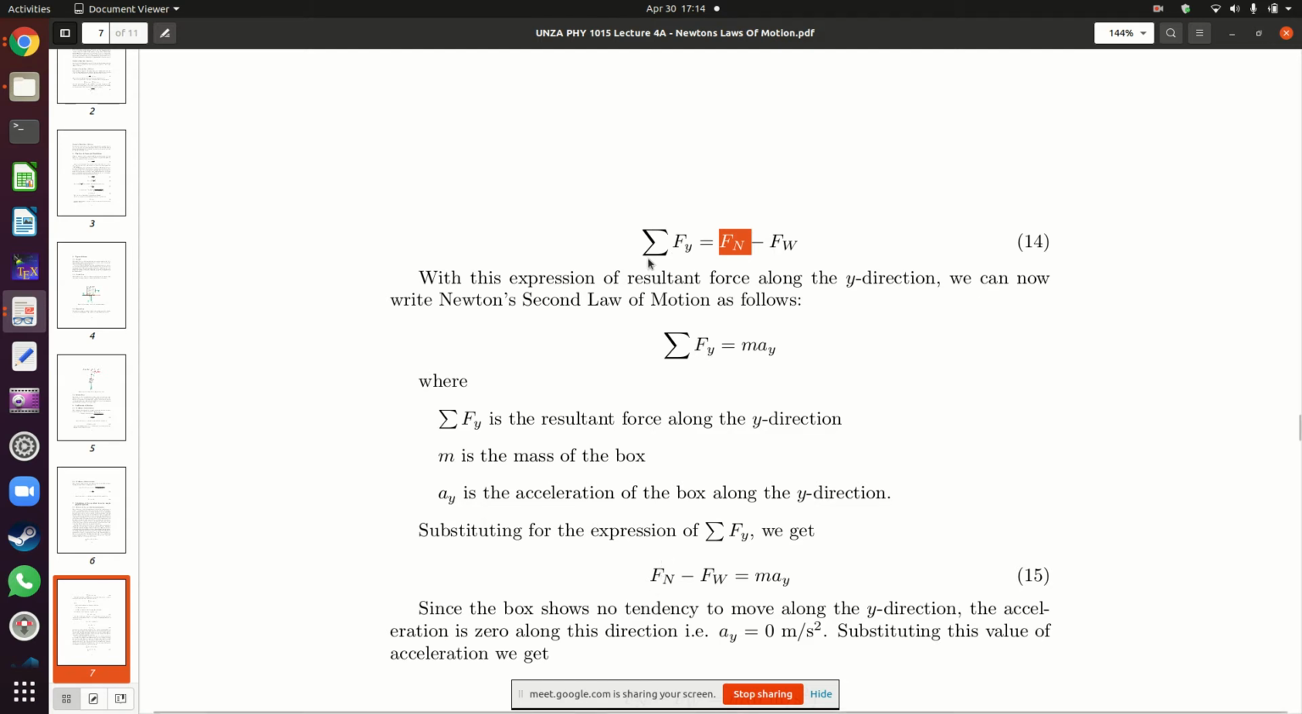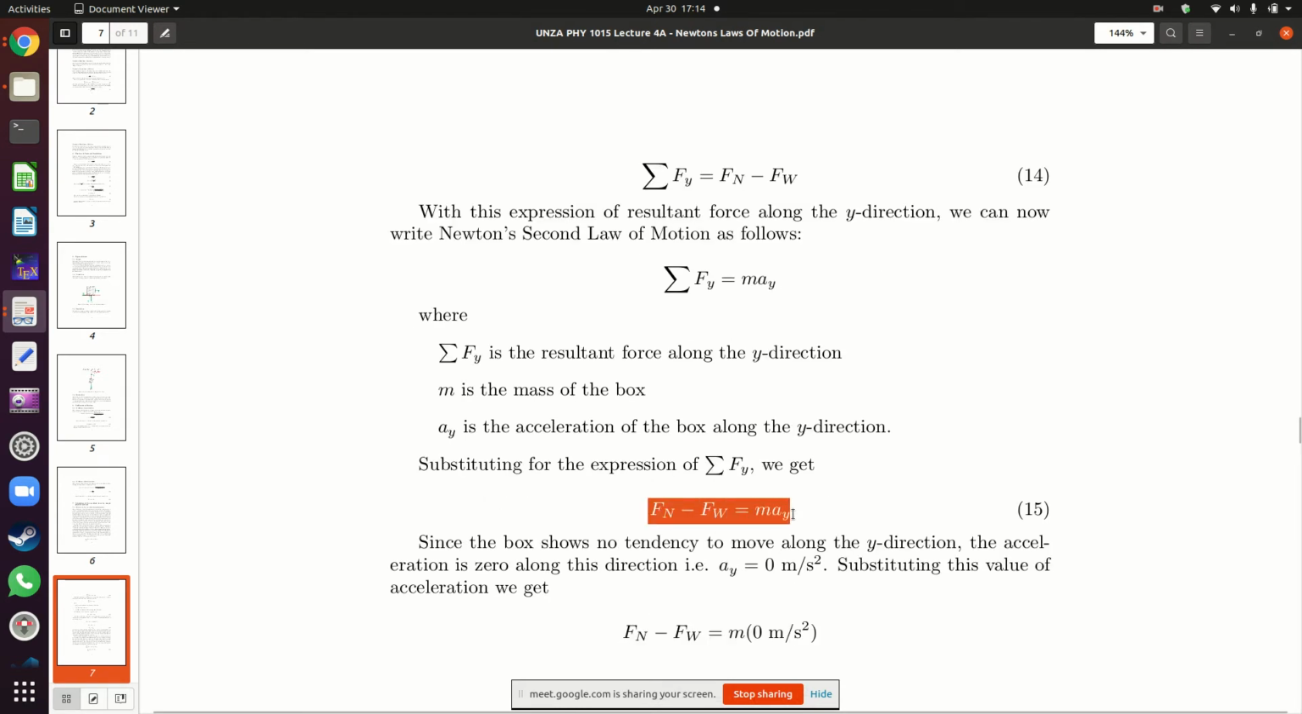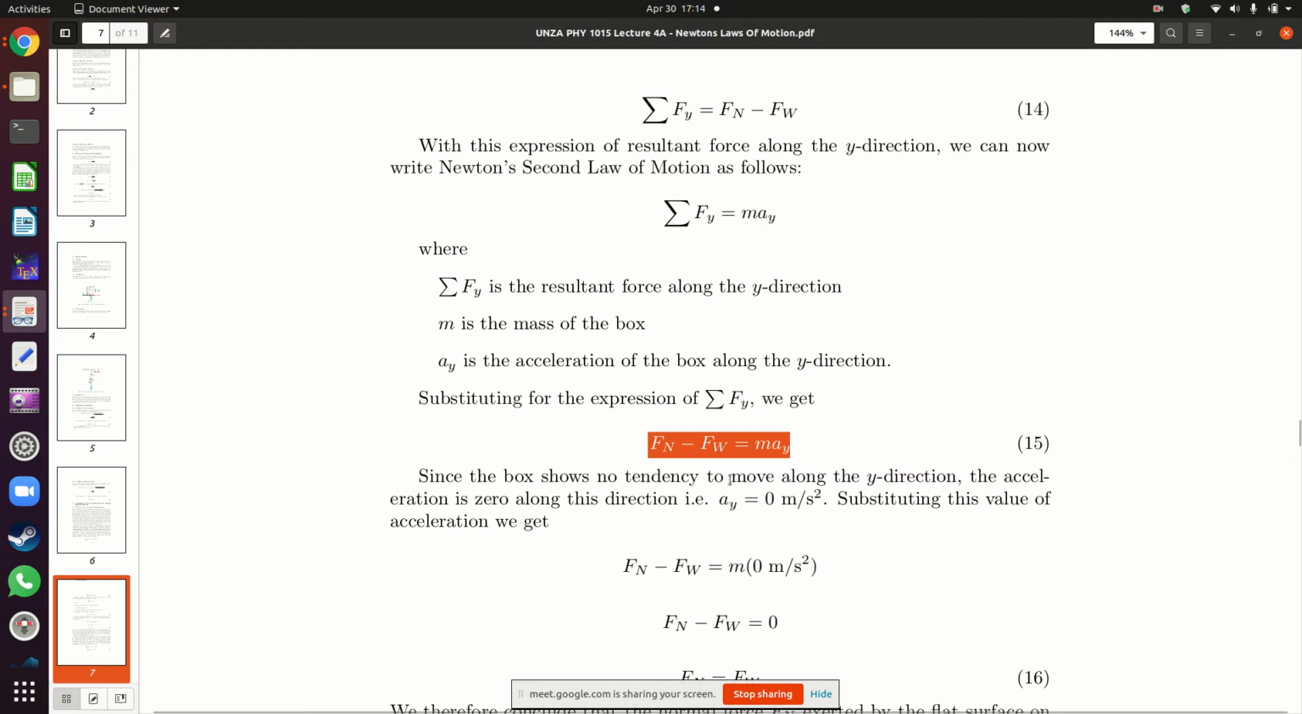Then we substitute for our expression for resultant force here, so we end up with Fn minus Fw equals ma, which is what we have in equation 15 here. Now, there is no acceleration along the y direction, because this box does not leave the surface it is on. So our acceleration in the y direction, ay, is equal to 0 meters per second squared.